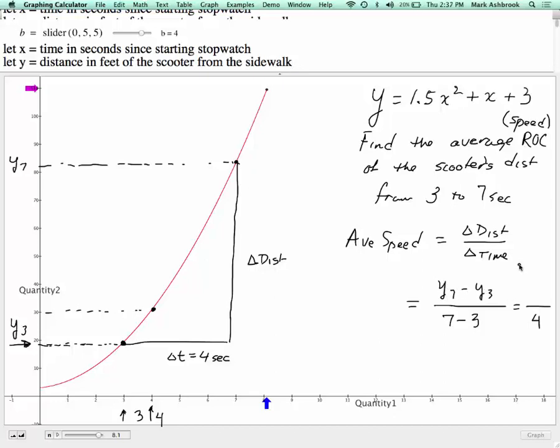Someone? This is a totally different concept than plugging 4 into that. You've got to get the final value distance, the initial value distance, and subtract. So you put 7 in here and you get a number. You put 3 in here, you get this number. You subtract, and what do you get? 64? For the difference? Average speed? 16 what? So every second, the scooter went 16 feet. Yes?